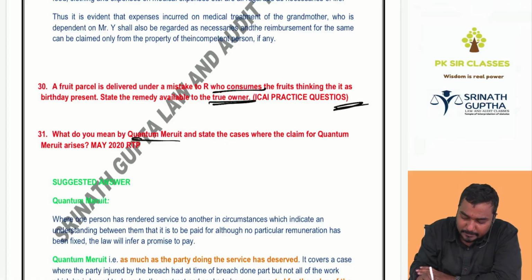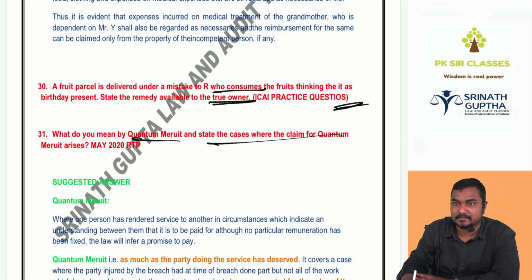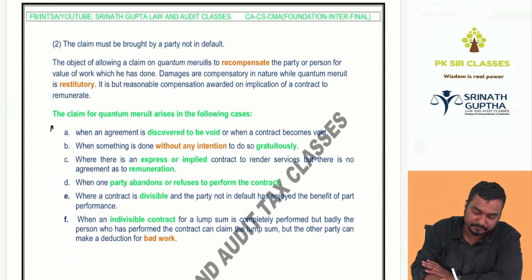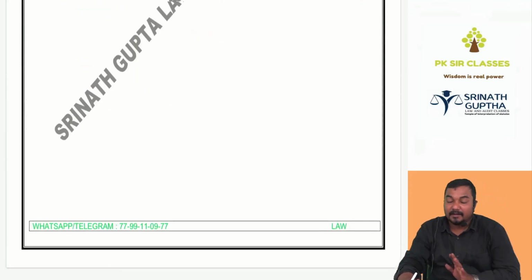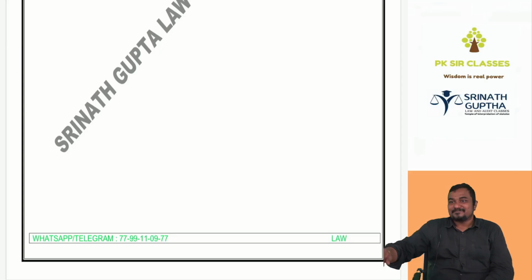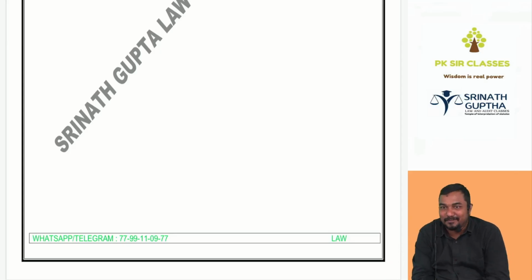What do you mean by quantum meruit and when will quantum meruit arise? Later question, beta. 5 cases we should write. Done with the quasi contract also, successfully completed till the general principles governing the contract.